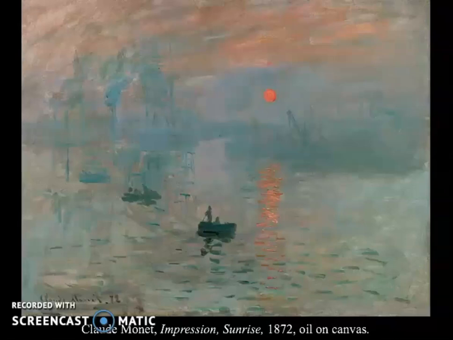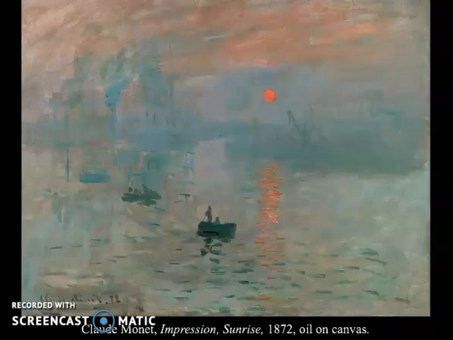So he's depicting Le Havre, which was Monet's hometown. He visited there and created a series of paintings from this port. And this became the most famous, in which you have the two small rowboats in the foreground with the red sun becoming the focal point, and the middle ground with the fishing boats included.